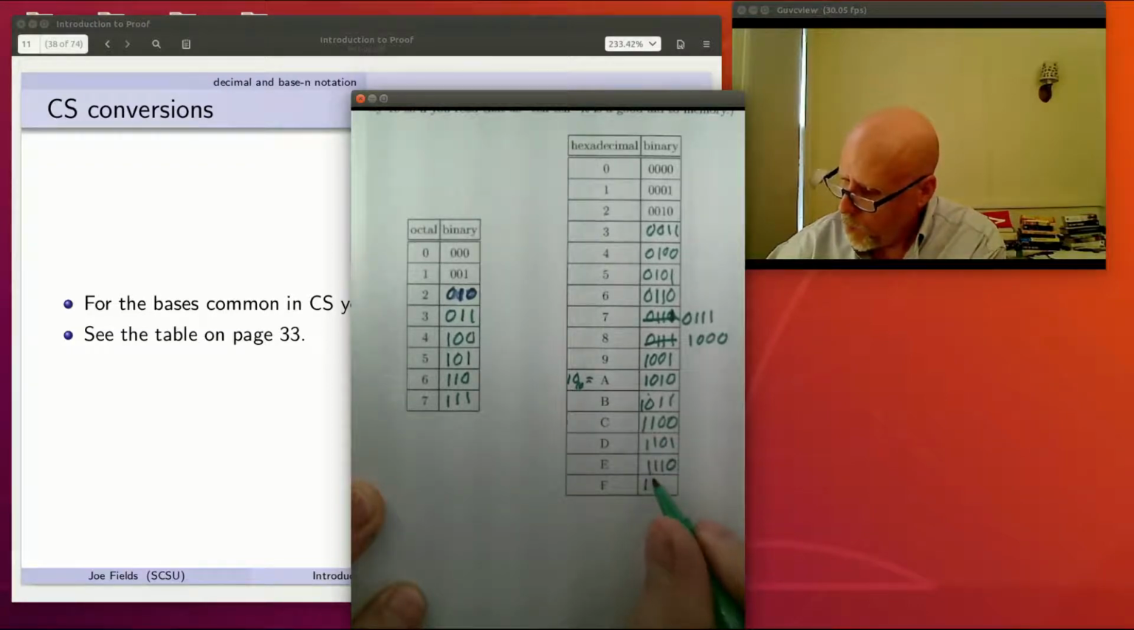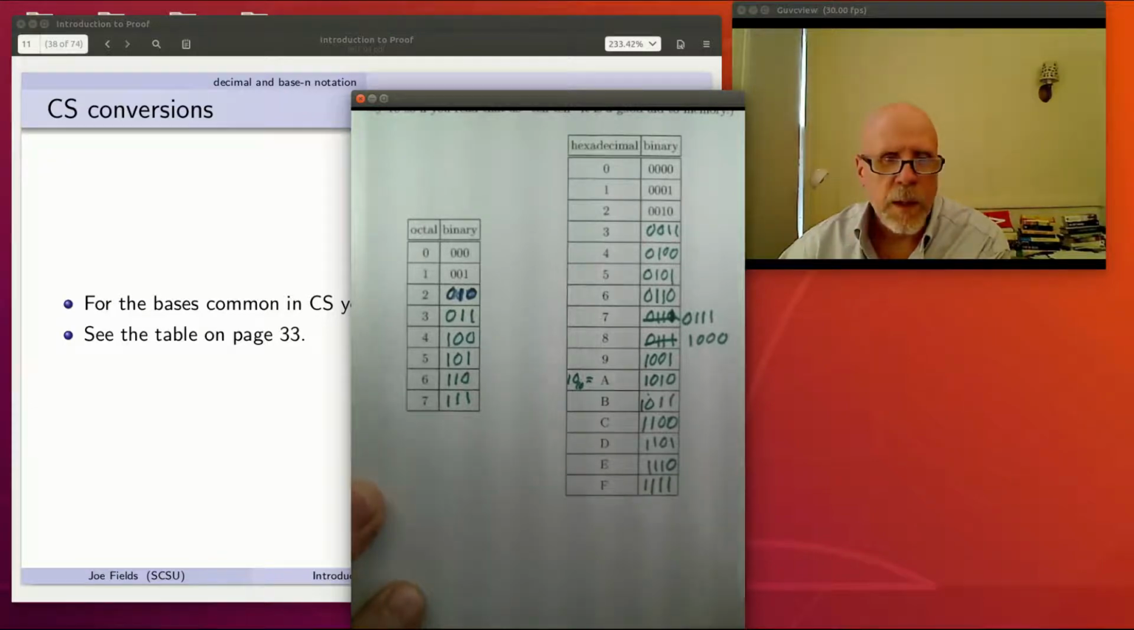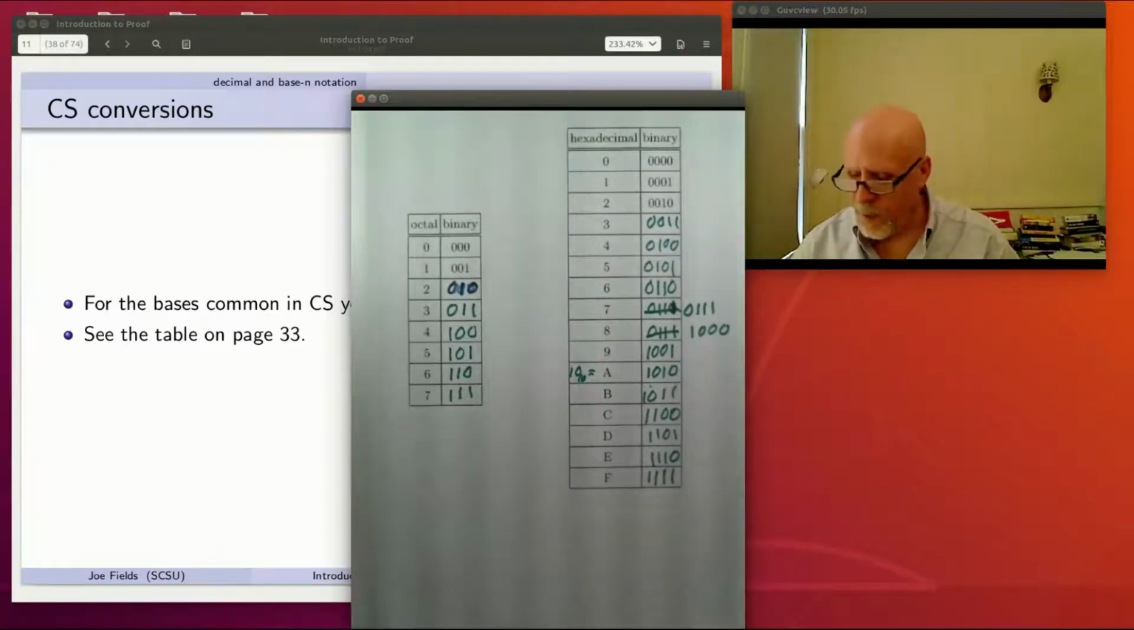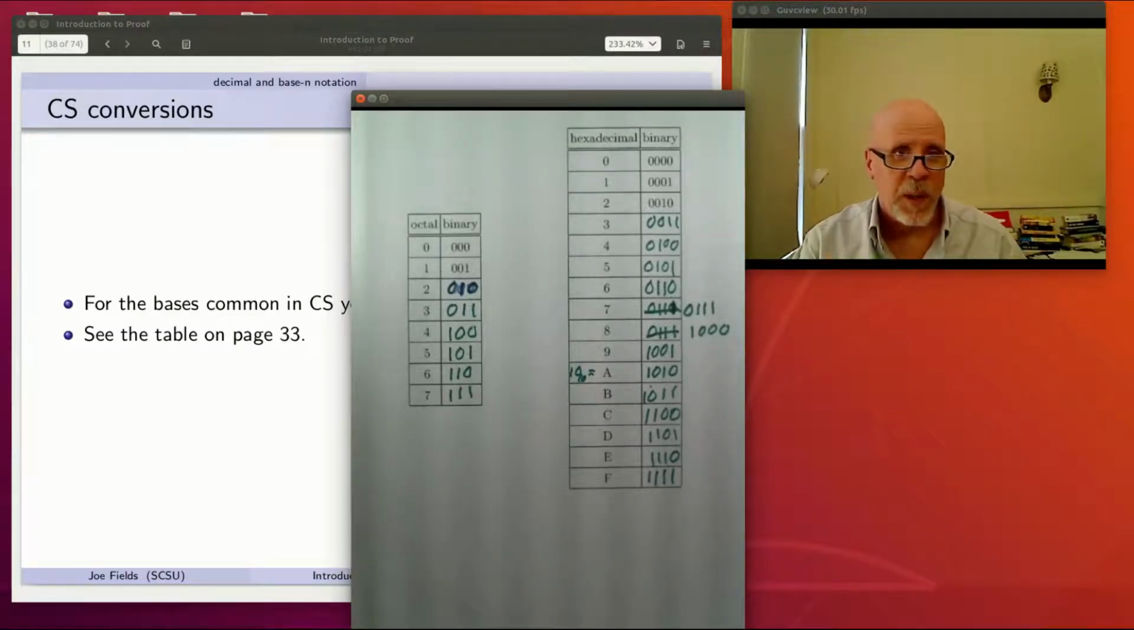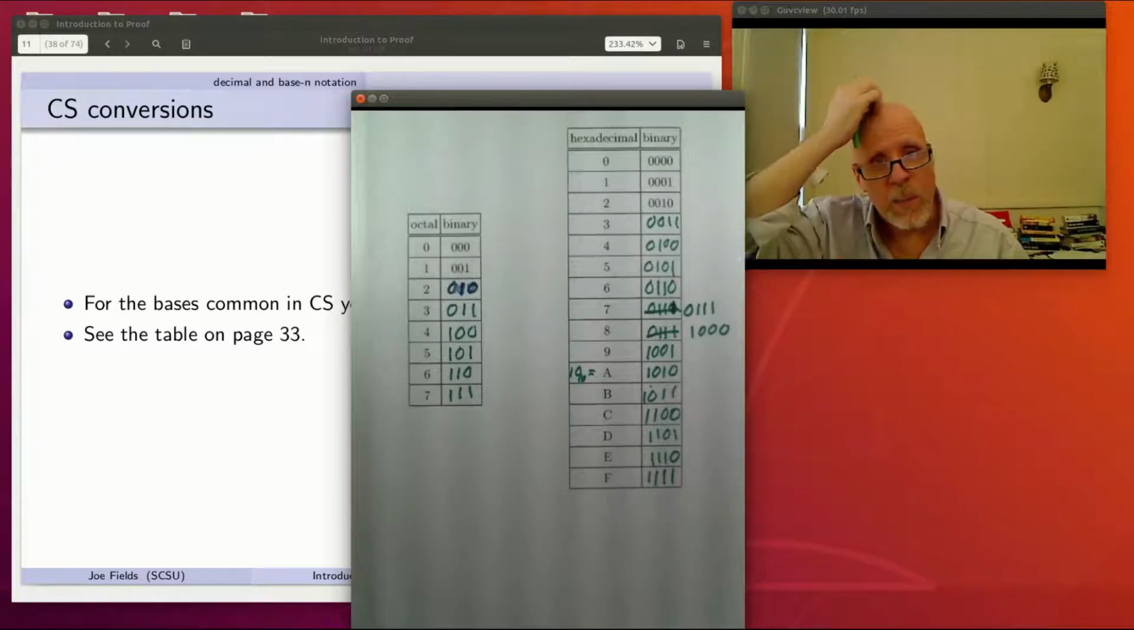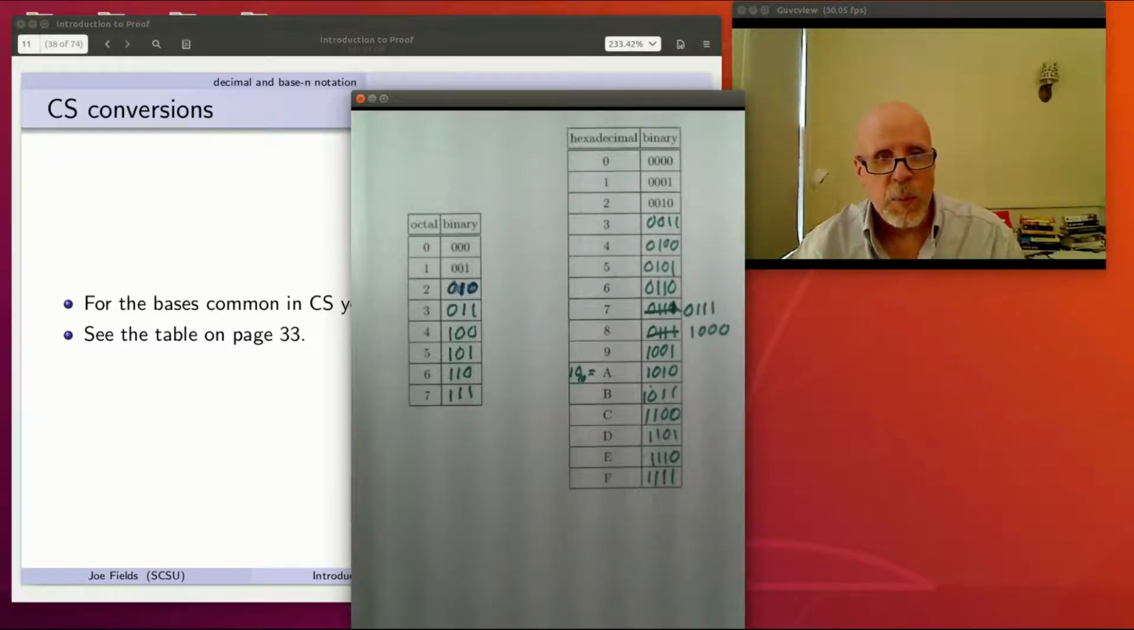And F is 1111, finally. So if you have a binary number, you can convert it to any of these. That's easy, just by looking up the groups of binary symbols that correspond to single hex or octal digits. It takes 4 binary digits to make a hexadecimal digit. It takes only 3 binary digits to make an octal digit.